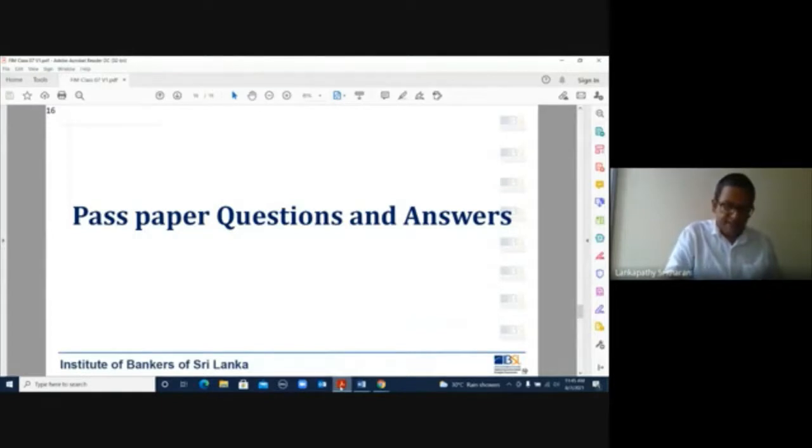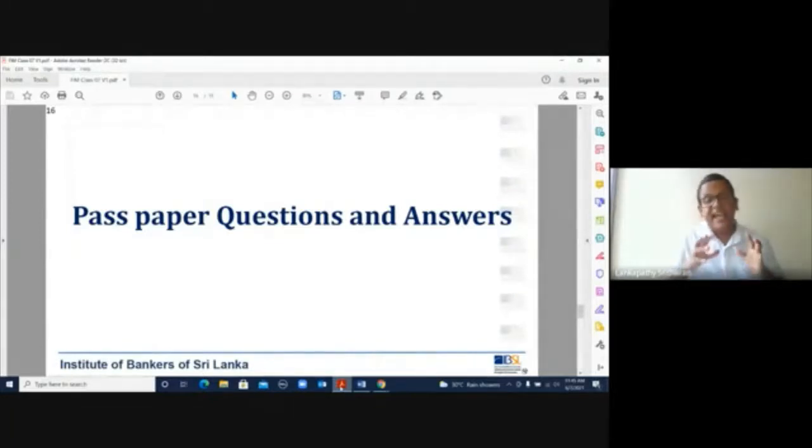Yesterday, I received a mail from IBSL, the Institute of Bankers of Sri Lanka, saying that they are expected to have the exam in the latter part of October. Okay, last week of October.